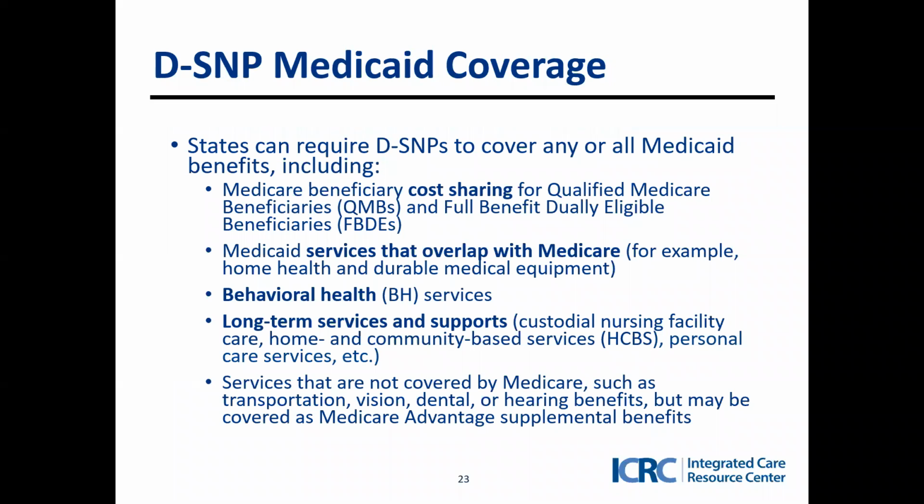So speaking of the full spectrum of Medicaid benefits that dually eligible individuals may need, here are some examples of Medicaid benefits that states can require D-SNPs to cover as part of their SMAC. These include Medicare cost sharing for individuals that qualify for such coverage, Medicaid services that might overlap with Medicare, such as home health or durable medical equipment, behavioral health and LTSS services, or supplemental benefits such as transportation, vision, dental, or hearing.